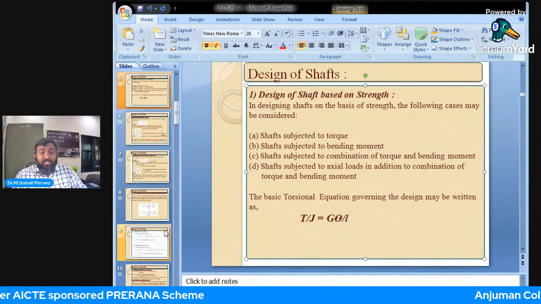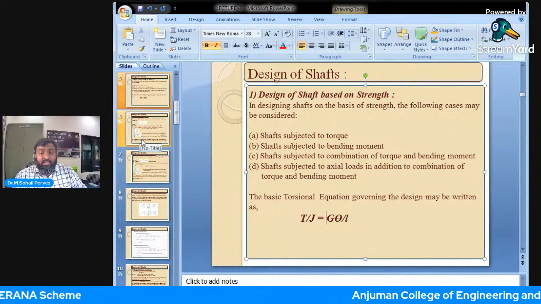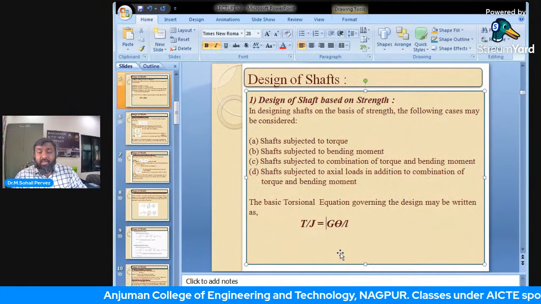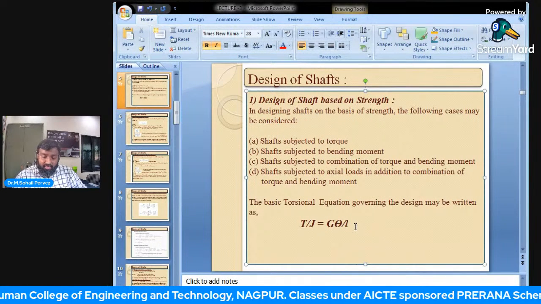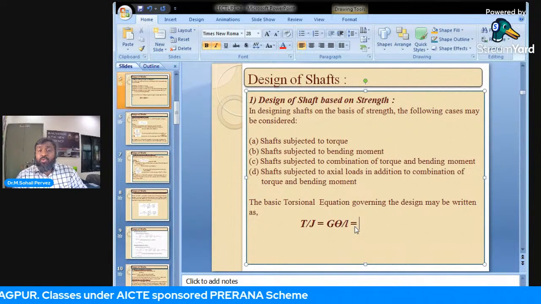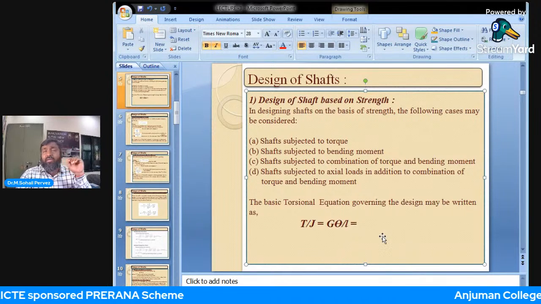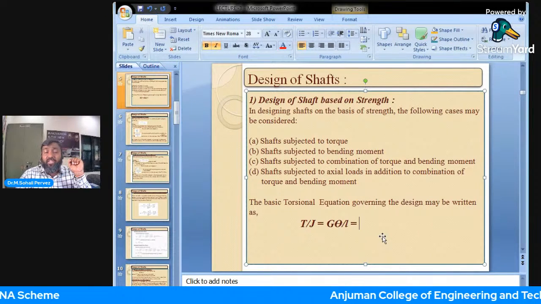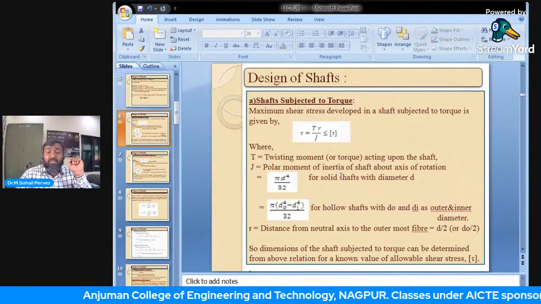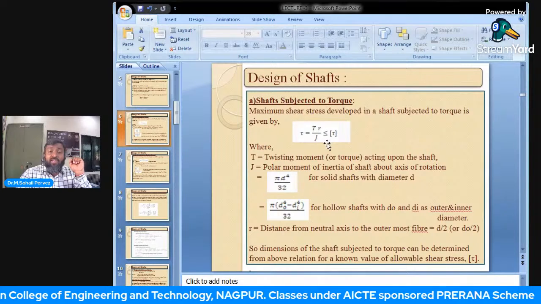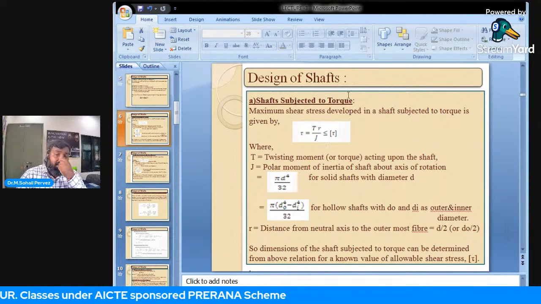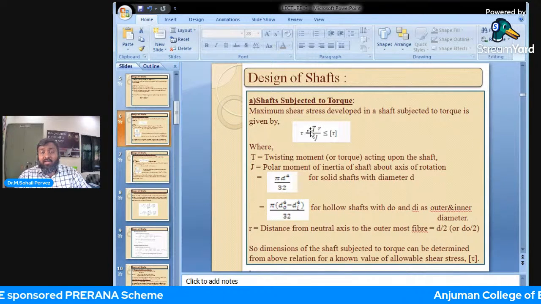The basic torsional equation is written here as T by J is equal to G theta by L is equal to tau by R. So what is tau by R? That tau by R is nothing but the shear stress upon radius. Now we'll continue with shaft subjected to twisting only. When the shafts are subjected to twisting, the maximum shear stress developed in a shaft subjected to torque is given by tau by R is equal to T by J.